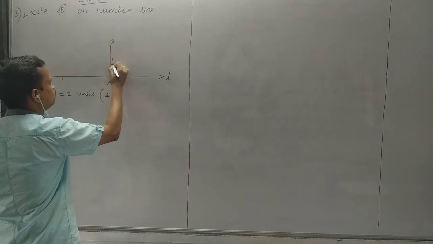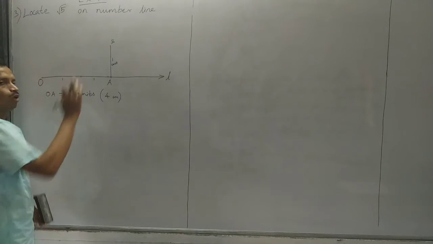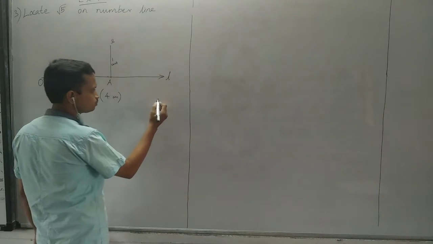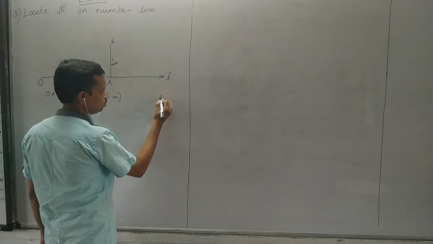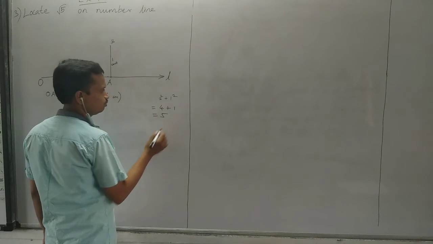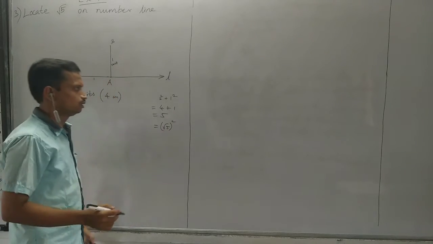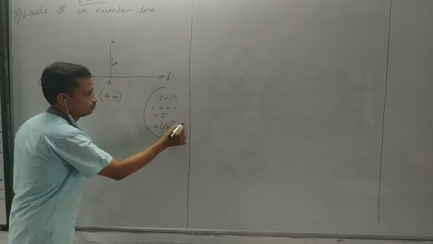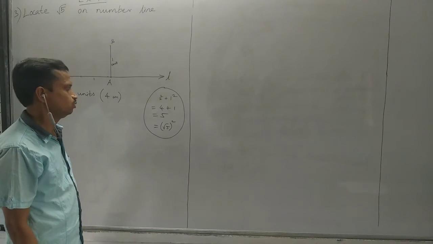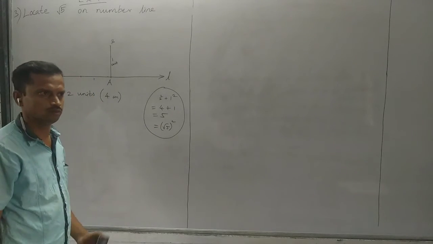This is 1 unit. How much? 1 unit. Always here 1 unit only, but here I am taking 2 units. Why, sir? Because 2 square plus 1 square is 4 plus 1 equal to 5. So 5 is what? Root 5 the whole square. So now you got the Pythagoras. As per Pythagoras, 2 square plus 1 square, we get 5, and 5 we can write as root 5 the whole square, which is nothing but 5.